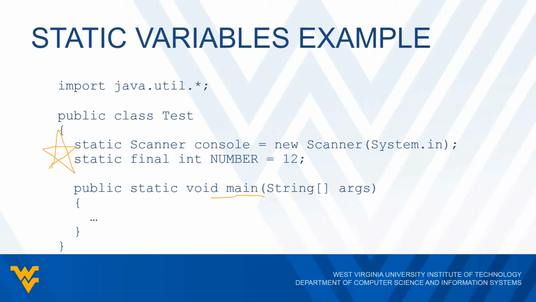They're not declared inside that method. They're declared outside of it, but still inside our class. The only way we can do this is by including the word static. And what this means is I'm now allowed to use both console and number not only in main, but in any other method I have in my program.